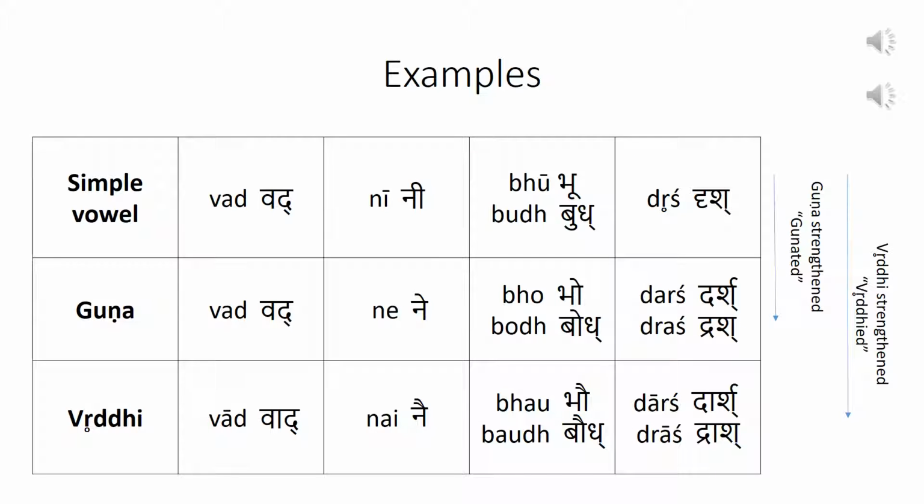Bhu, when guna strengthened or gunated, becomes bho, and when vriddhi strengthened or vriddhied becomes bhau. Ni, when gunated, becomes ne, and when vriddhied becomes nai. Budh, when gunated, becomes bodh, and when vriddhied becomes baudh. Since the guna of a is a itself, vad, when gunated, becomes vad. The vriddhi of a is, however, ā, and so when vriddhied, vad becomes vād.